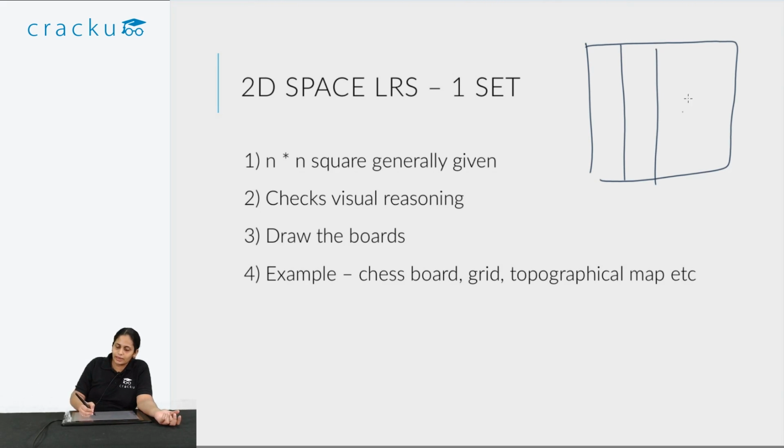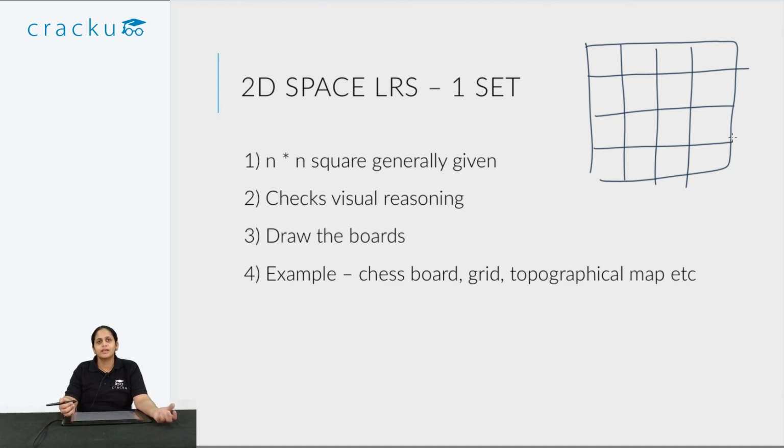So you are given something like a 4 into 4 or 6 into 6 kind of table, where there are different squares within the table, and you have to essentially first draw out the configuration to figure out how to solve the question. The thing that is being tested here is visual reasoning.